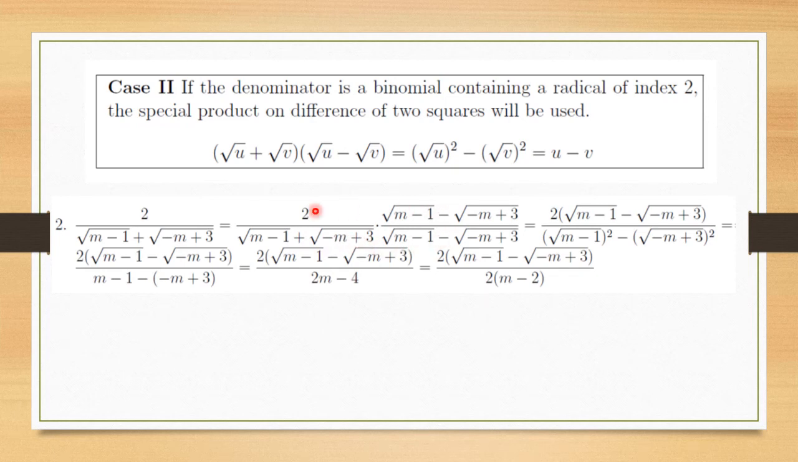Then at the top as well, distribute this 2 there. You might distribute or not, okay, but the denominator really will be simplified. Square roots here will be deleted, so you get an m minus 1 minus negative m plus 3. Simplifying this, you get a 2m minus 4, or you factor out 2 from this and cancel with the 2 on top, then that will be the answer. Here it's not cancelled, but it's okay. The denominator still is rationalized.